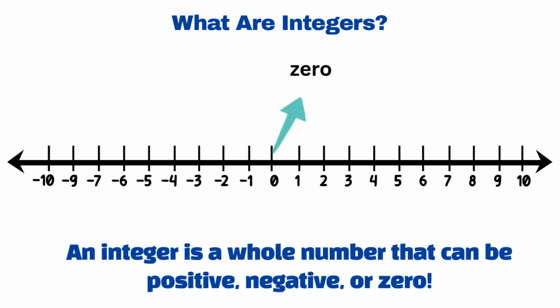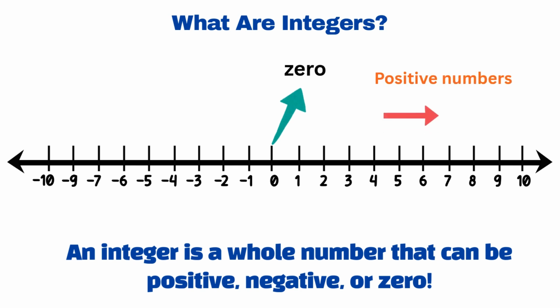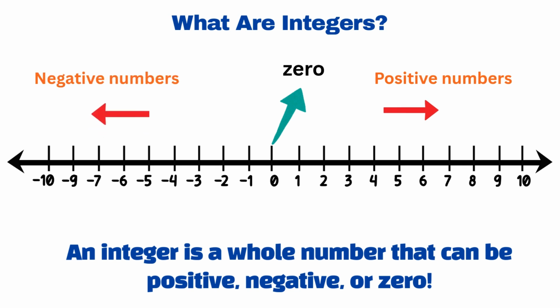Here's a number line. 0 is like the center of the math world. Everything starts there. Numbers go to the right for positive integers, and they go to the left for negative integers.